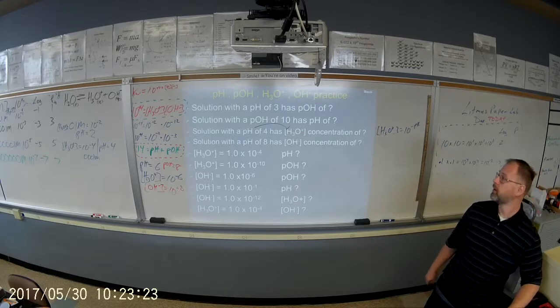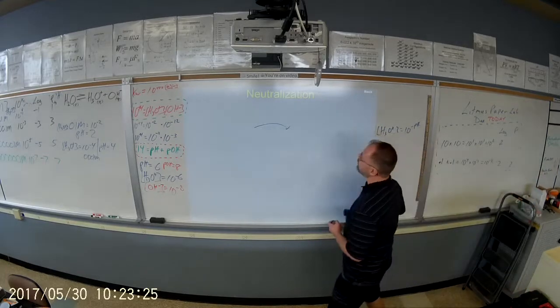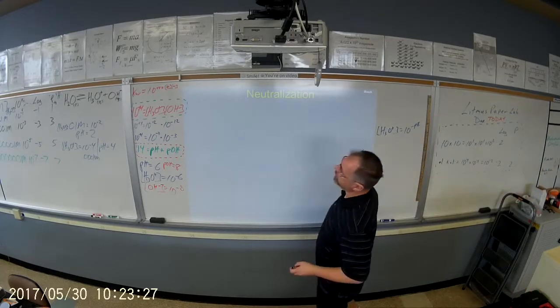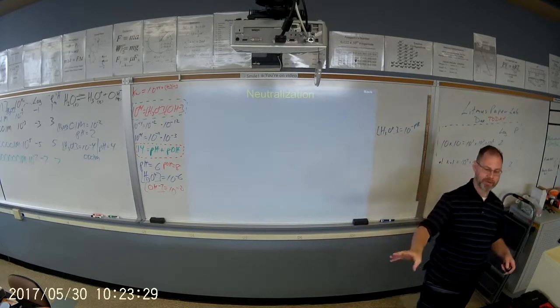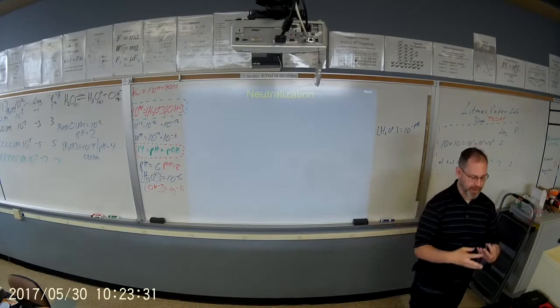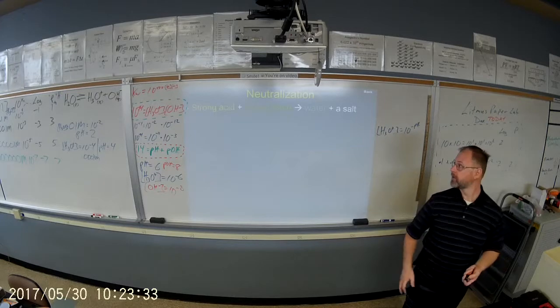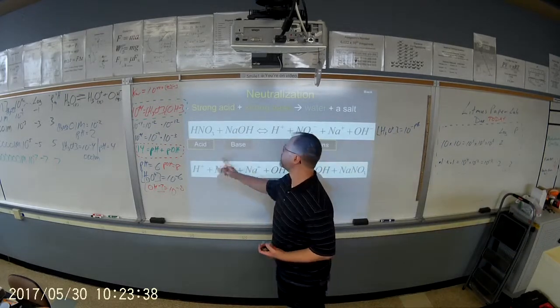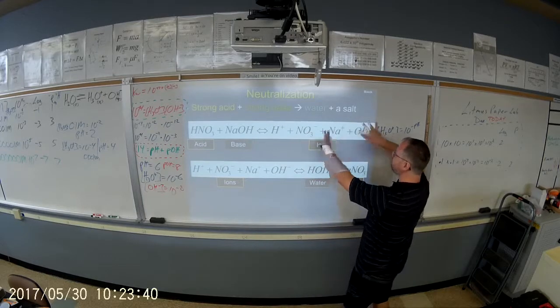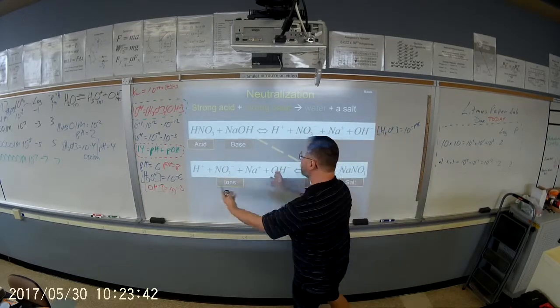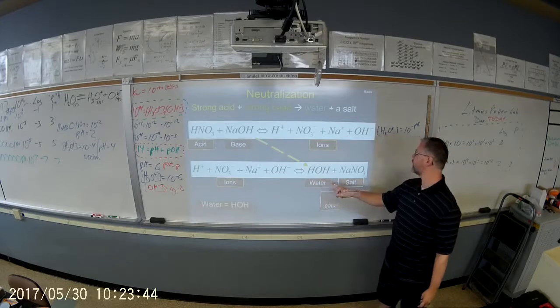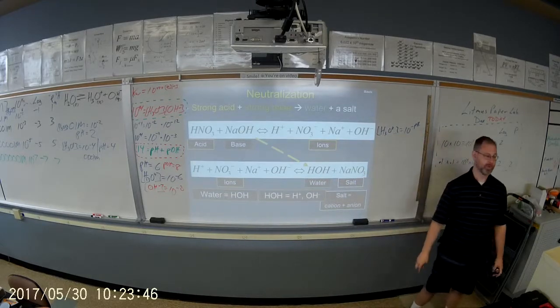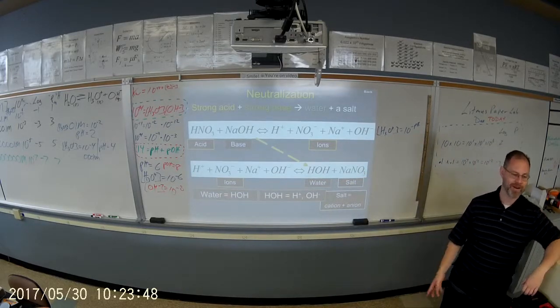Yes. Okay. So neutralization. Neutralization is a special kind of chemical reaction where an acid and a base come together to make water. It looks like this. So our acid is nitric acid, our base is sodium hydroxide. They break into their ions, and those ions come together and form water molecules and a salt. A salt is anything that's just a cation and an anion.